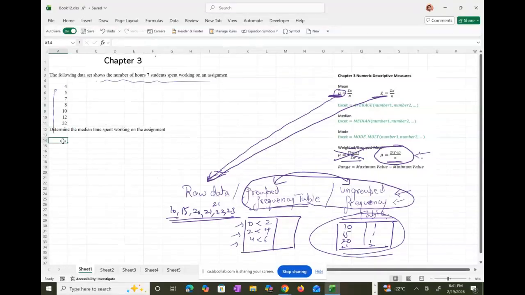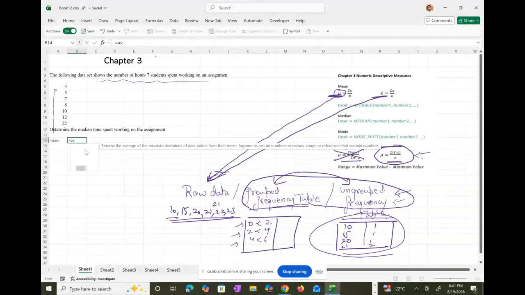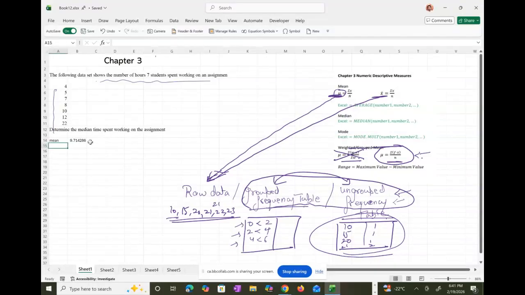Now if I'm looking for the mean value, mean is equal to average. The formula you can use is average, and the average of all these values will come out to be this one. So that is the mean. You can always convert it into 1 decimal, depending on whether the question says 1 or 2 decimals.